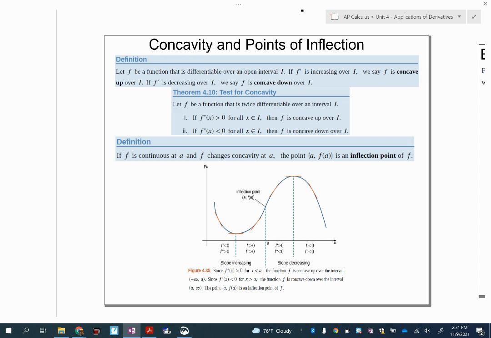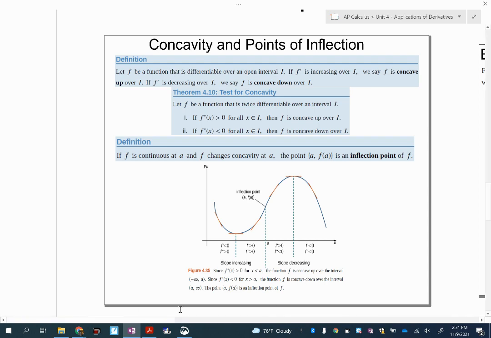Let me show you something I think will help with understanding what concavity means. So concave up or concave down. There's a lot of technical words going on here, right? The idea here is that if your function is increasing and the derivative of that function is also increasing, we say that it's concave up. And if you look at the derivative and it's decreasing, we say it's concave down.